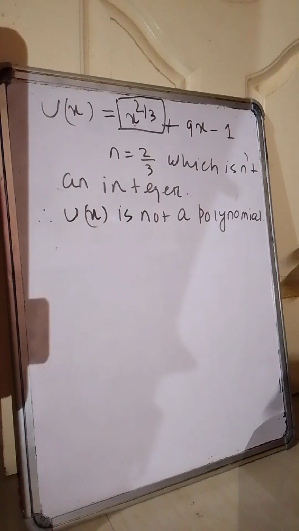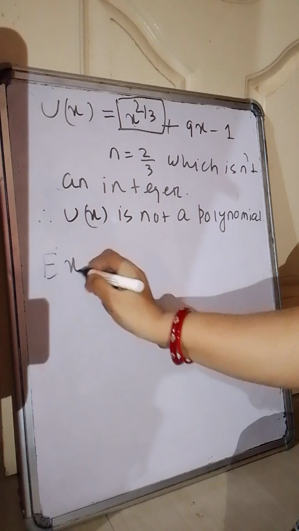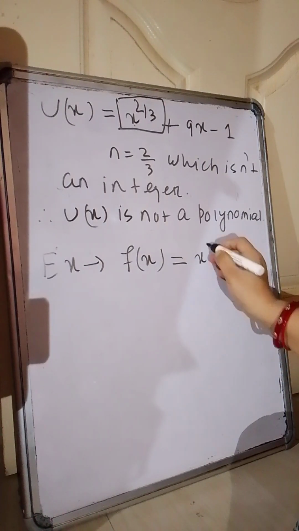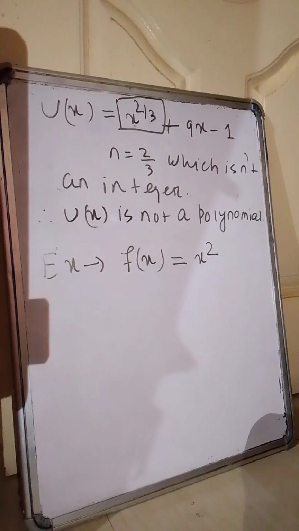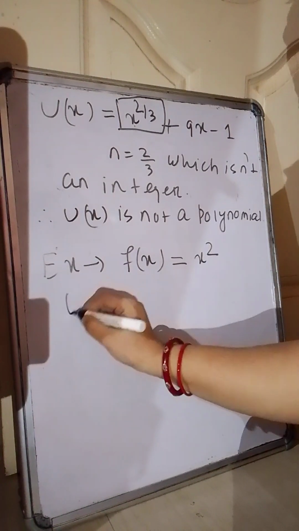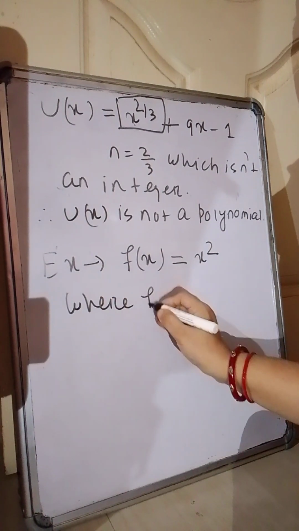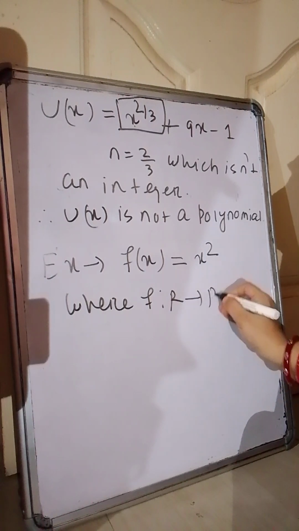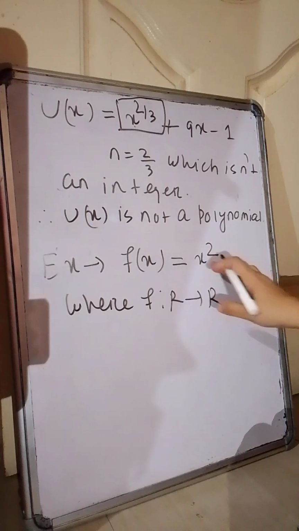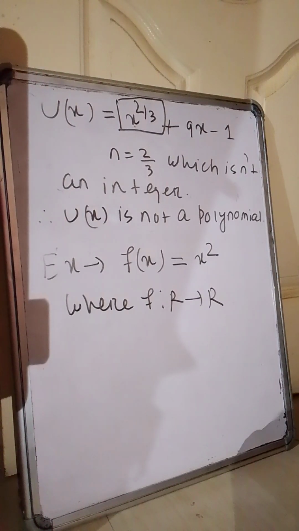So in particular we have to take an example, say, suppose f of x is a polynomial of this type, x square. So f of x equal to x square, where f is from R to R, R is the set of real numbers. In this case it is a quadratic polynomial, because the degree, the highest power of the unknown, is 2.